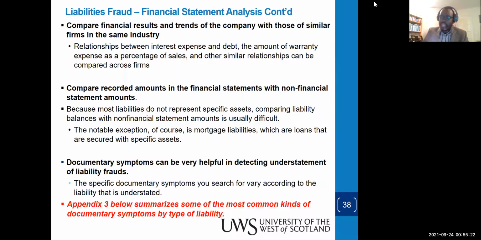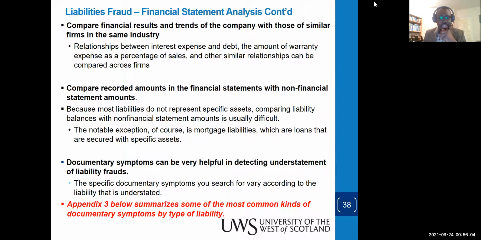So is Amazon and then eBay, for example, compare and see whether it makes sense. Okay. Also compare recorded amounts in the financial statement with non-financial, like I've said. Try to jive them where possible to be sure that the figures match with the qualitative, with the narratives. Okay. Also, there could be some exceptions. For example, mortgage liabilities, which are loans, are secured with specific assets. So, if they are secured with specific assets, try and see if the company or the lender has a lien over these assets.